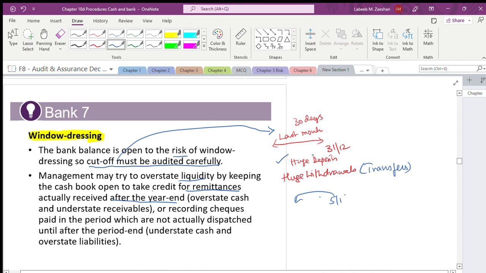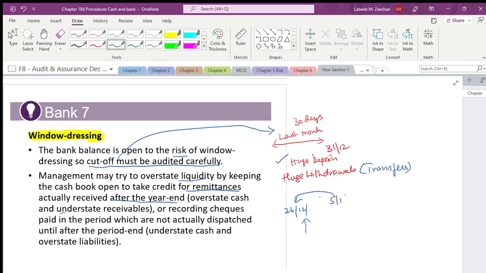Everything is possible, trust me. If you want to do anything, you can do it. There are no restrictions on that. We will not take it on 5th, we will take it on 26th of December. Automatically, if there is a negative overdraft, it will become an asset, and the cash balance will automatically increase. You can overstate the cash balance.